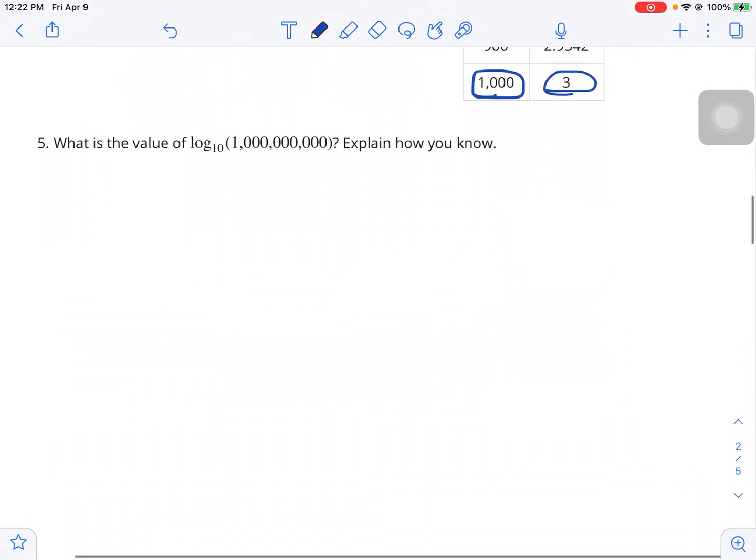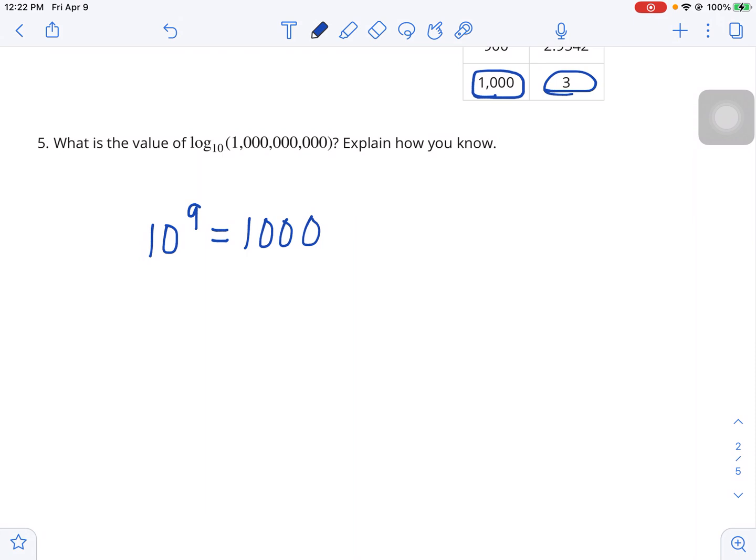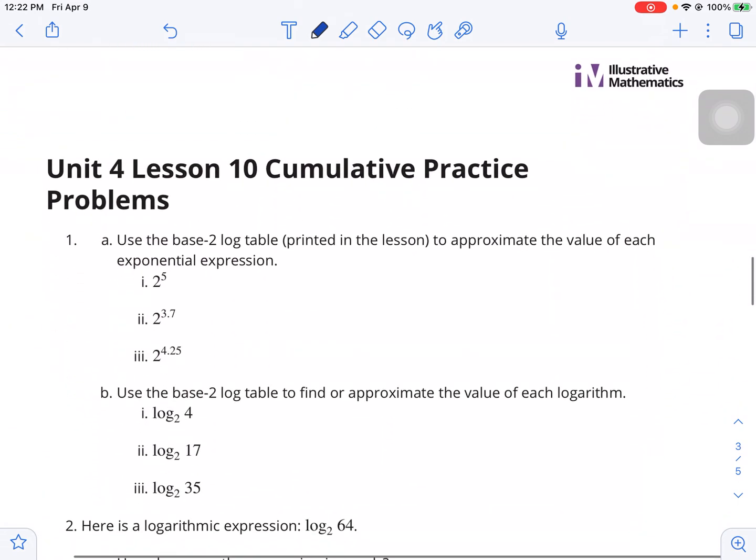Number 5, what is the value of log base 10 of 1 billion, it looks like? And so I see there are 9 zeros there, so I must be raising that 10 to the 9th power. So the value there is 9 since 10 to the 9th is 1 billion. So 9 is your exponent there.